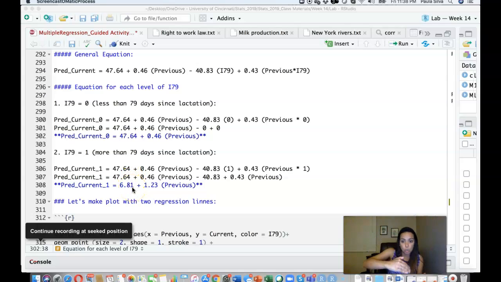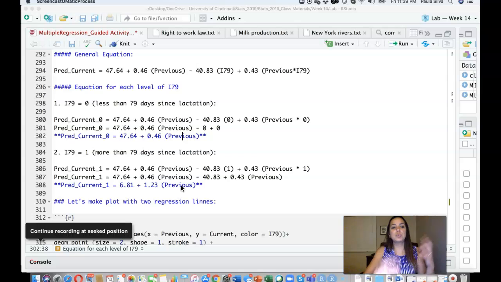So you expect to start lower. If you have 0 milk production in the previous month, this is what you expect currently if your cows have more than 79 days of lactation. So the line starts lower, but it increases quicker with increases in previous milk production, because I'm summing this 0.46 times previous with this term here, 0.43 times previous. I'm summing this and this. So for cows with more than 79 days of lactation, increases in previous milk production will have a greater impact on current milk production, right? It will increase 1.23 the current milk production.